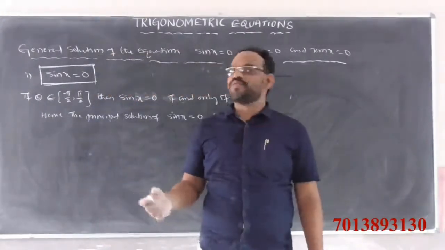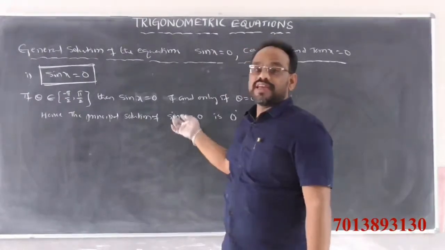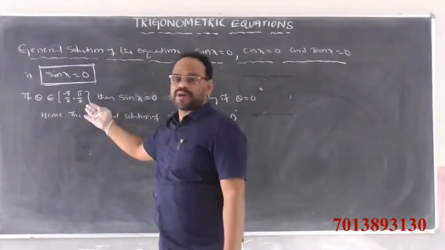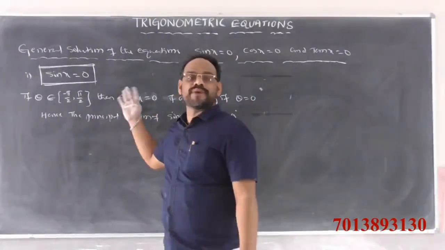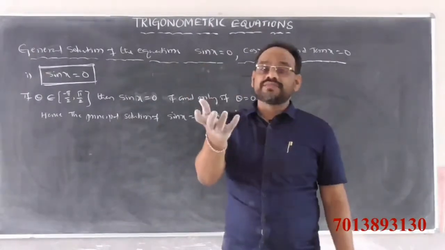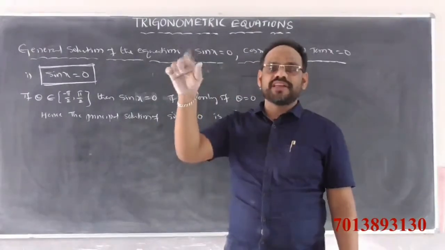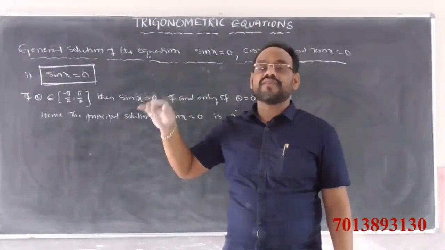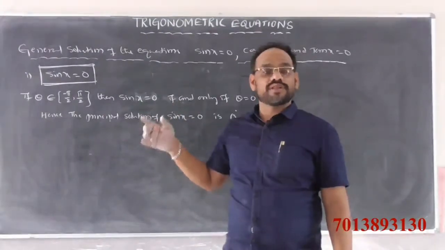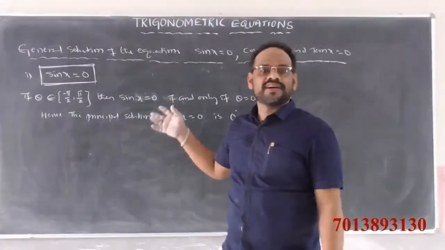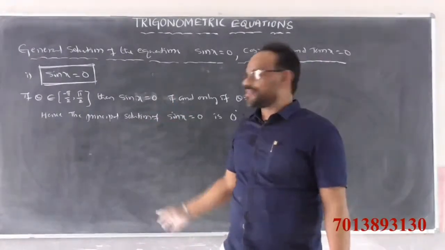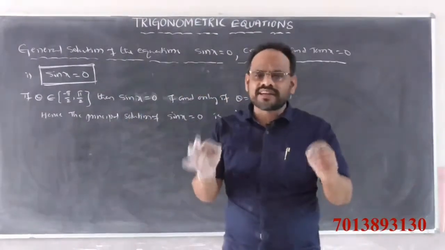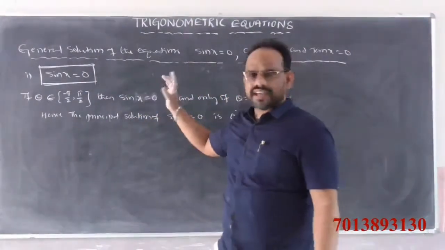Already we know that the sine function is a bijection from the closed interval minus pi by 2 to plus pi by 2 to the closed interval minus 1 to plus 1. For any k belonging to the closed interval minus 1 to plus 1, a unique value of theta exists, which is the principal solution of the given trigonometric equation. So observe here, we want the general solution of sin x equals k, that is sin x equals 0.